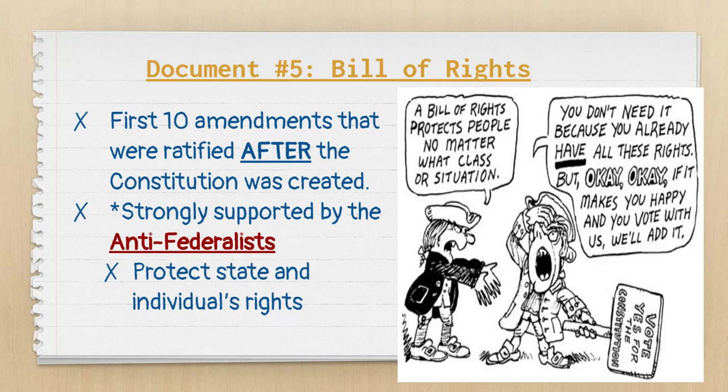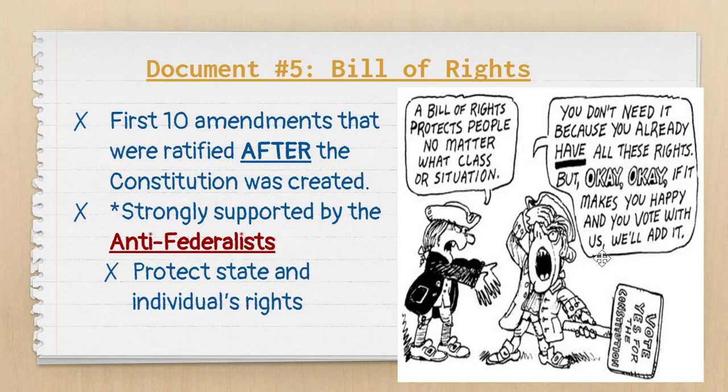Now, this cartoon does a good job because you have a Federalist on this side who's arguing, we need this Constitution, we need it. And then this guy who's an Anti-Federalist is saying, well, the Bill of Rights does all of this, we need to add these amendments. And this guy's saying, well, it's already in the Constitution, but whatever. If it makes you happy and it gets your vote, then fine. We'll add the Bill of Rights.